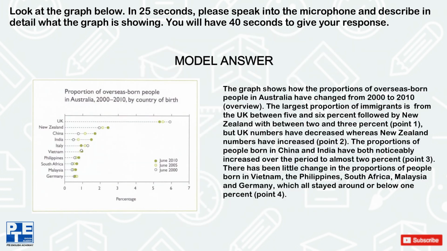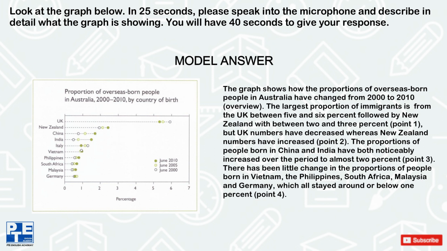The graph shows how the proportions of overseas-born people in Australia have changed from 2000 to 2010. Overview. The largest proportion of immigrants is from the UK, between 5 and 6%, followed by New Zealand with between 2 and 3%. But UK numbers have decreased, whereas New Zealand numbers have increased.